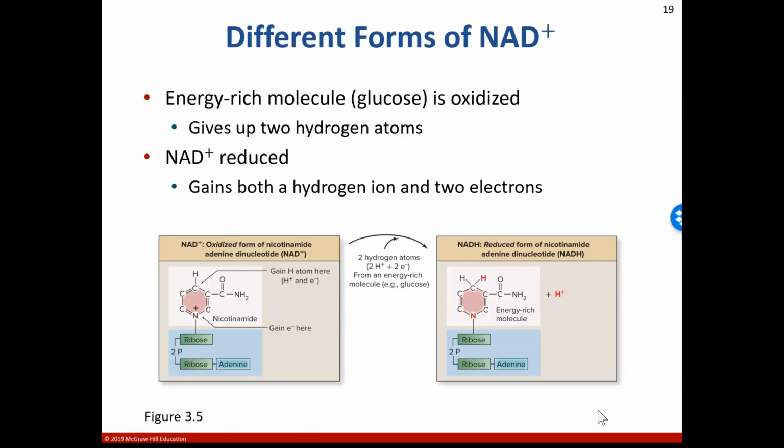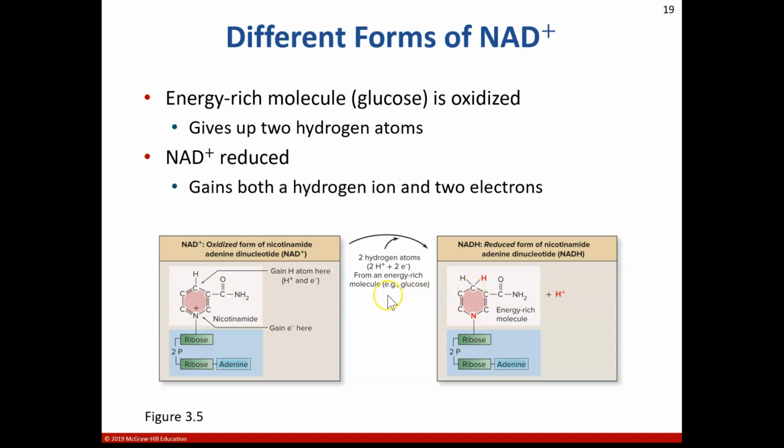And we could see that reaction taking place over here. During this reaction, we have our energy-rich molecule glucose, which is not pictured here, but it gives up 2 hydrogen atoms and an electron. So we see that in our NAD+ molecule here, we are going to gain a hydrogen on this carbon over here, and the other hydrogen is lost to its environment. So it just kind of is out there on its own. And now we have NADH.